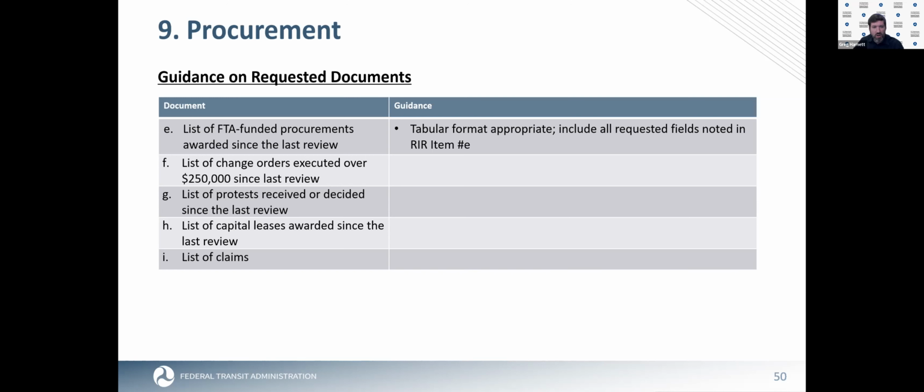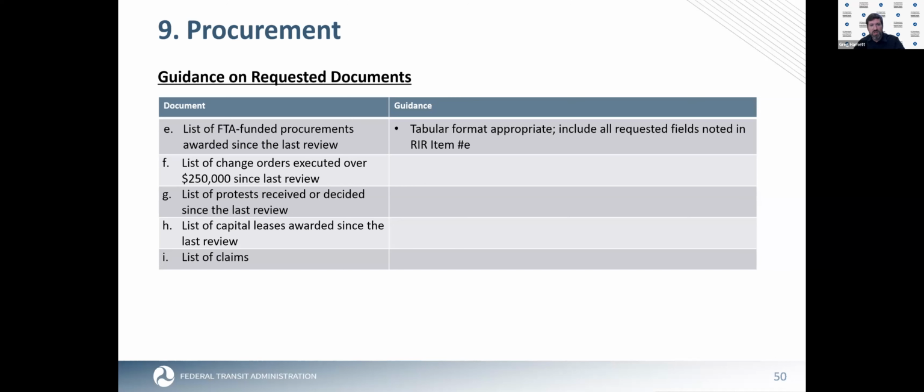So item F, the RIR is asking for a list of change orders that are executed and are over 250,000. You might notice that amount, 250,000, as the federal simplified acquisition threshold, and you would be right. So really what this is seeking to do, if you have any change orders over that amount that are considered cardinal changes or aren't necessarily within the scope of the original agreement, then that typically is treated as an unjustified sole source award. So it's something we want to avoid. I think that's what that RIR request is getting at.